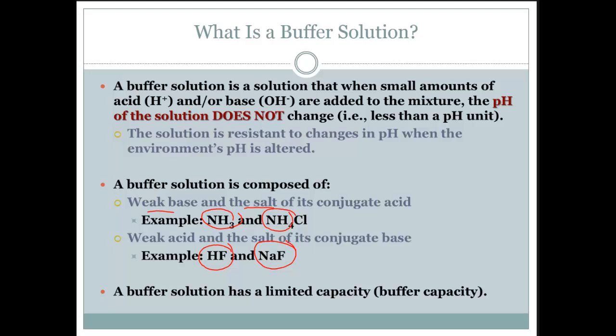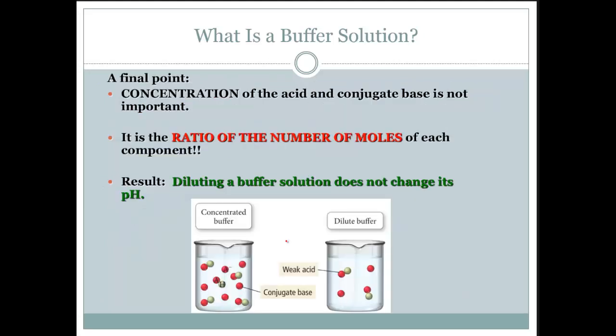A buffer solution has a limited capacity, a buffer capacity. So in other words, if you add too much acid, then yes, it will be overcome, but small amounts, it will absorb the extra hydrogen or the extra OH. The concentration of the acid and conjugate base is not important. It's the ratio of the number of moles of each component. Diluting the solution does not change its pH.